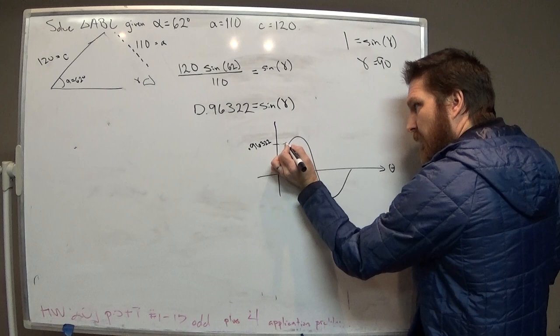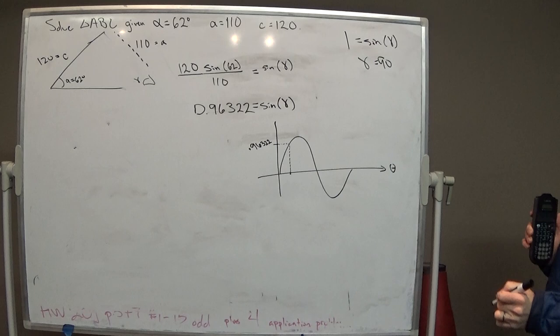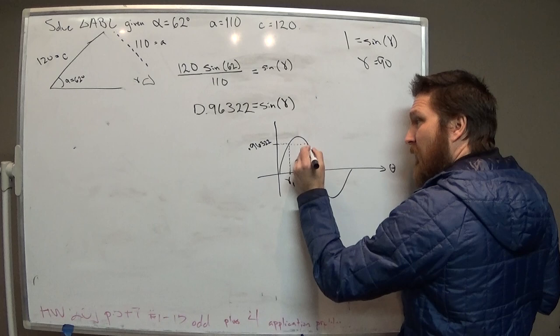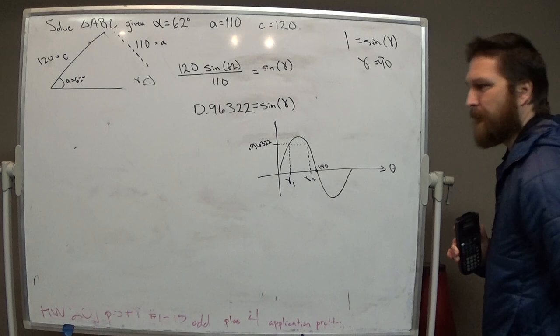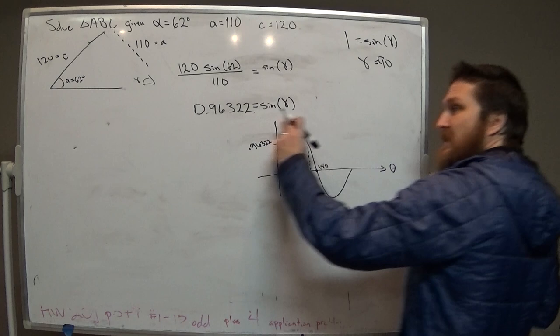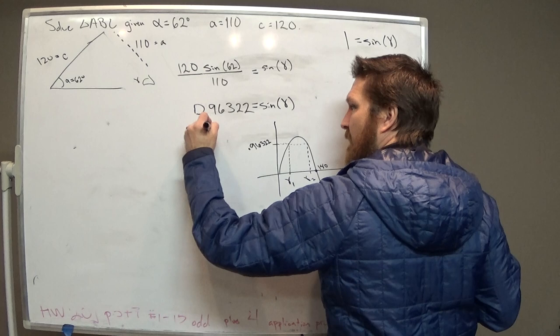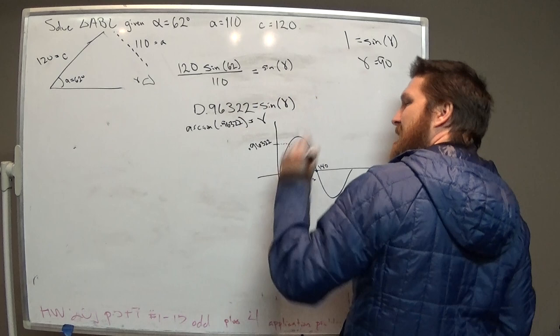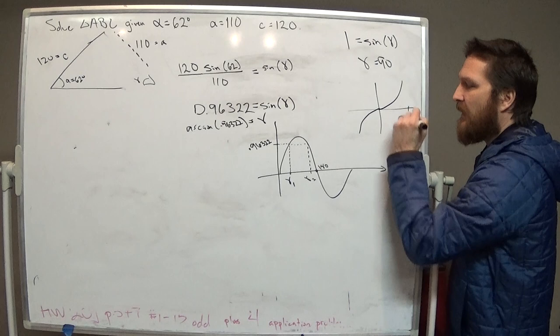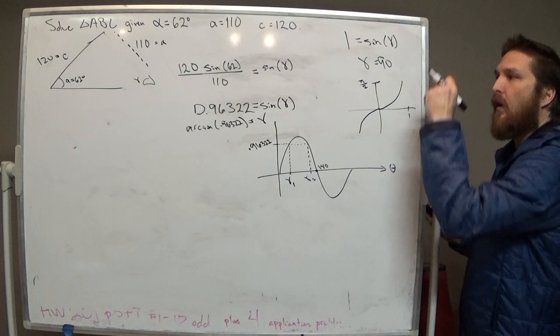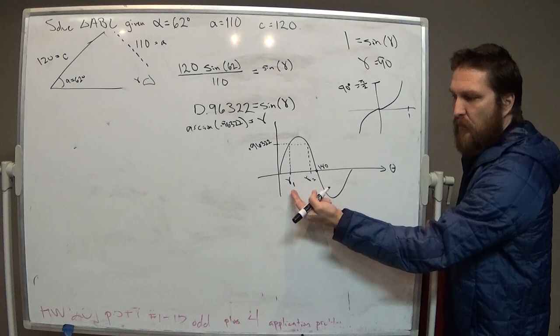One of them, I'm going to call this gamma 1. The other one is also less than pi, isn't it? It's also less than 180. I'm going to call that gamma 2. And so I'm going to use my calculator and take arcsine of both sides. Arcsine of 0.96322 is just gamma. And in particular, which one is it going to give me, gamma 1 or gamma 2? Gamma 1. Because we know that arcsine takes anything between 0 and 1 and gives you a value between 0 and pi over 2, or in this case 90 degrees. So the first one you're going to get will be the acute value.